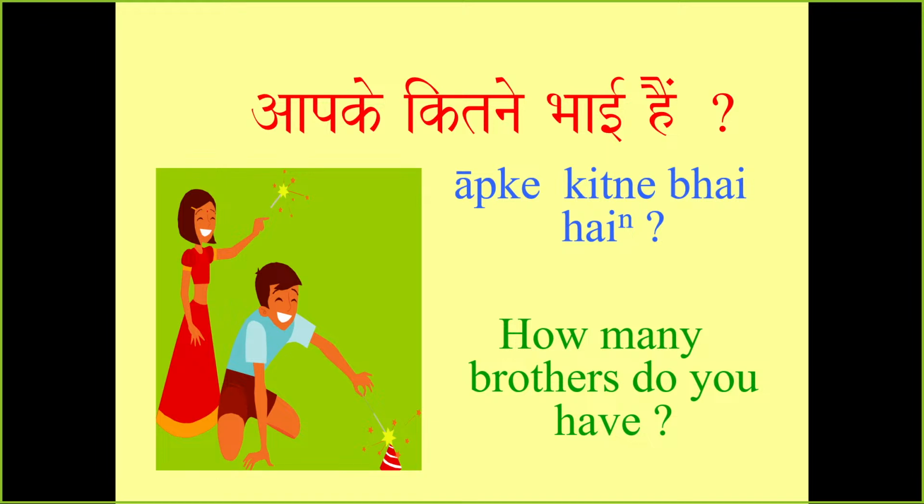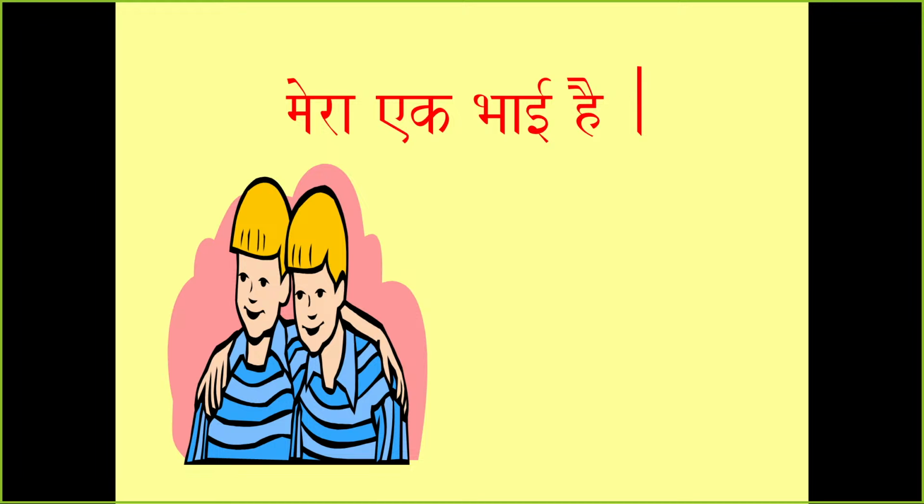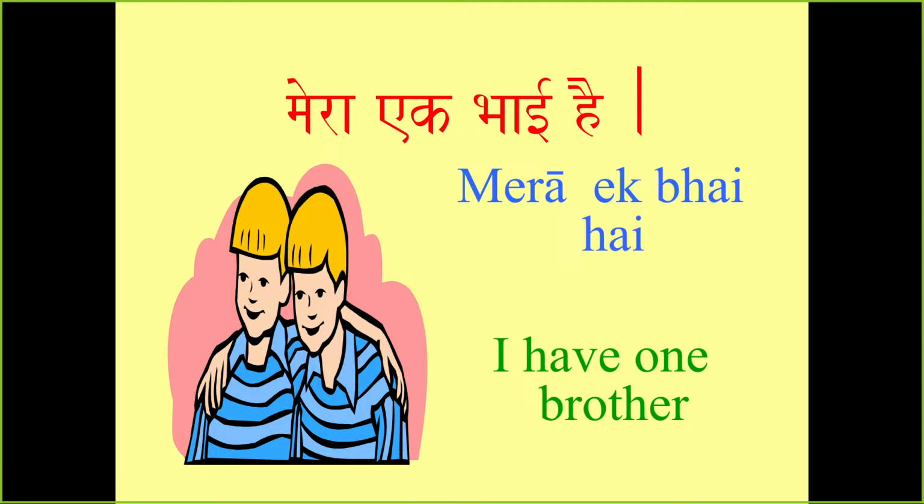Kavina, do you have brothers? So how many brothers do you have? No. I'm asking you, Kavina, how many brothers do you have? One. So you'll say, read it for me. मेरा एक भाई है. I have a brother. Okay. Dhruv, do you have siblings? One brother. Okay. So what would you say?